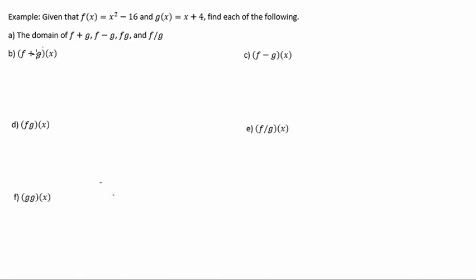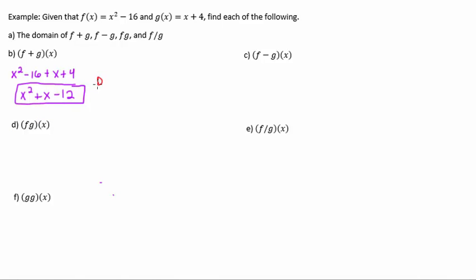So f plus g of x means that I'm going to take what f is, and I'm going to add what g is. And all I need to do is look for like terms to add together to simplify. So x squared doesn't have anything to add with, x doesn't have anything to add with. Negative 16 plus 4 is negative 12. So f plus g of x is x squared plus x minus 12.